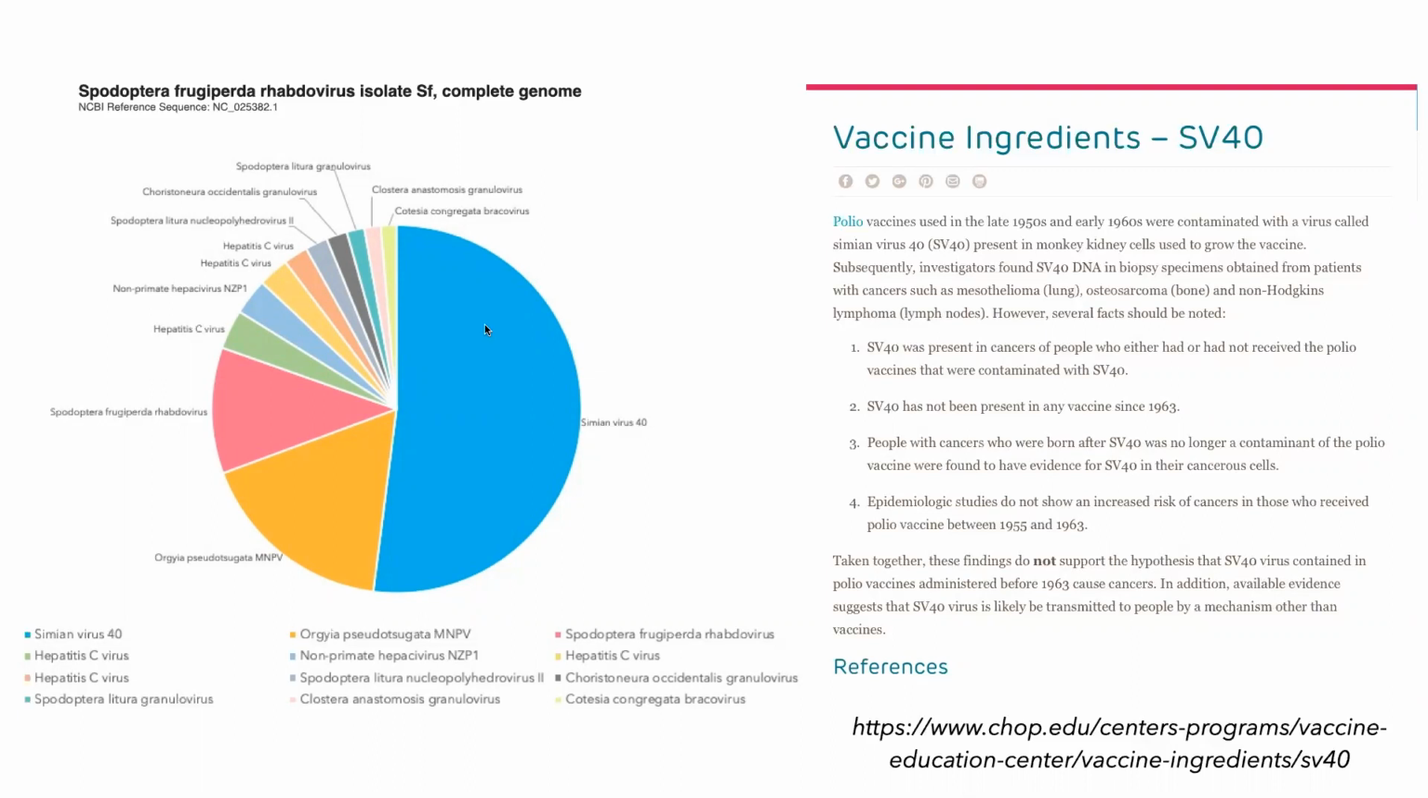So SV40, in fact, was suspected to be associated with a polio vaccine. You can see here that vaccines used in the late 1950s and early 1960s were contaminated with a virus called simian virus 40, present in monkey kidney cells used to grow the vaccine. And then they even found those viruses in patients with cancers. And there's a big controversy about suspected viruses entering that process.